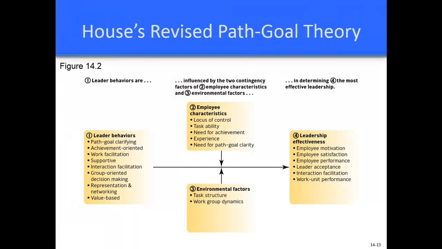Now, numerous studies testing predictions from the original theory provided mixed results. As a consequence, House proposed a new model, as you see here in figure 14.2. This is the revised path goal theory. As you look at this figure, you can see that two contingency factors or variables, which are employee characteristics and environmental factors, cause some leadership behaviors to be more effective than others.